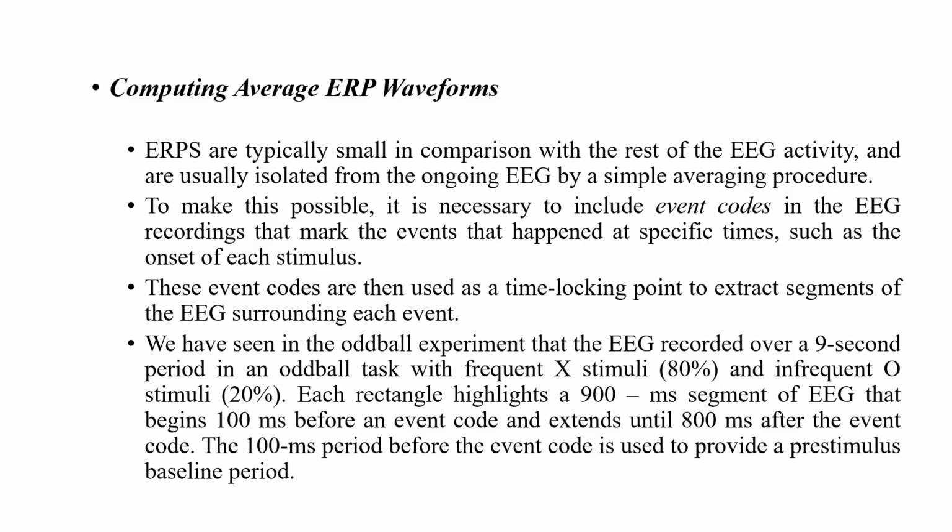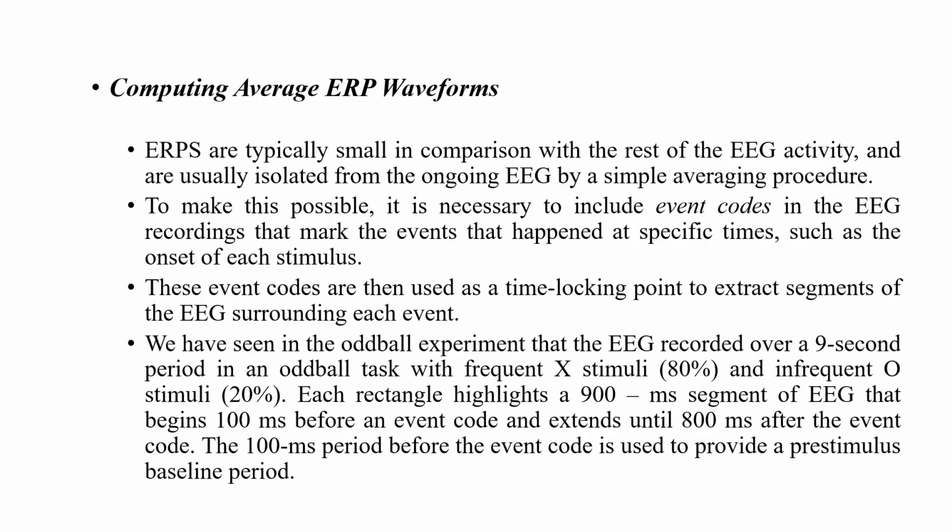Now, how do you compute the average ERP waveform? ERPs are typically small in comparison to the rest of the EEG activity and are usually isolated from the ongoing EEG by a simple averaging procedure. To make this possible, it is necessary to include event codes in the EEG recordings that mark when your stimulus is coming, so mark the events that happened at specific times, such as the onset of each stimulus. That is why you will be able to get the best data. These event codes are then used for time locking, to extract segments of the EEG around each event, just before the stimulus presentation and just after the stimulus onset.